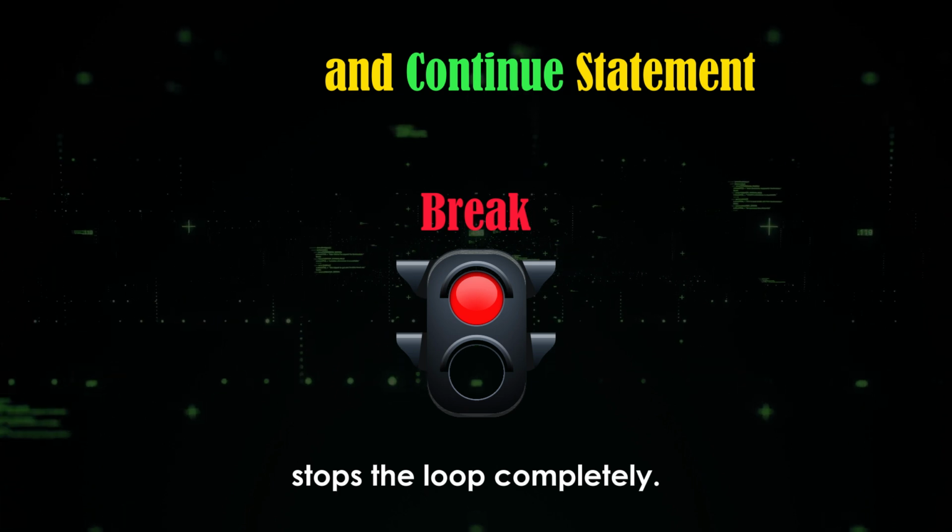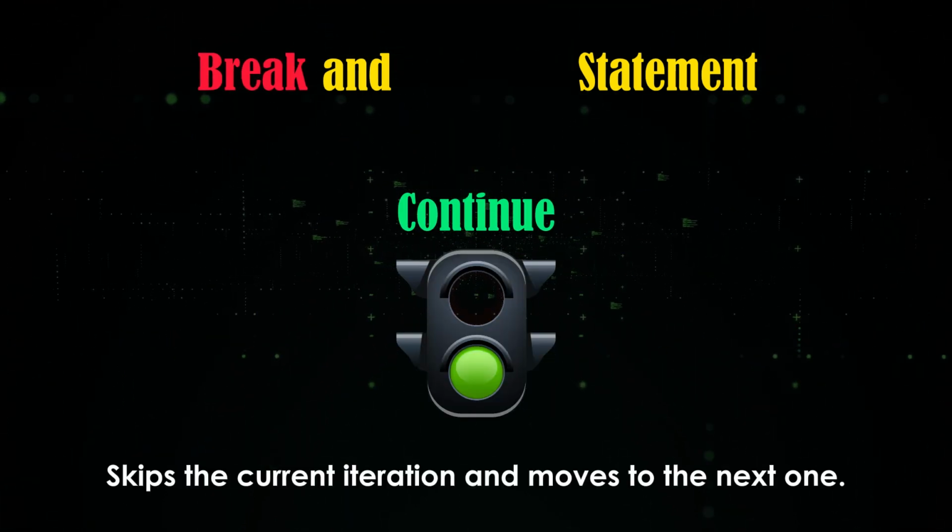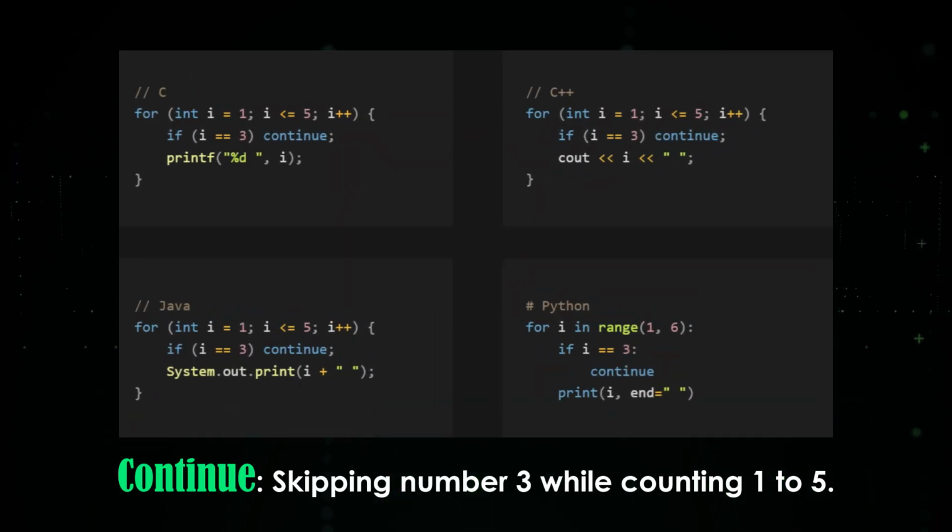Break and continue statements. Break stops the loop completely. Continue skips the current iteration and moves to the next one. Example, skipping number 3 while counting 1 to 5.